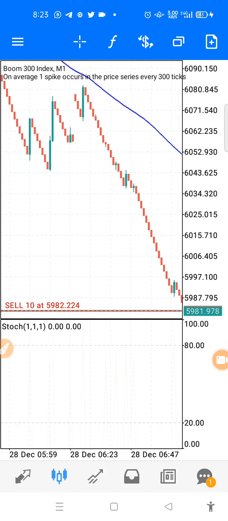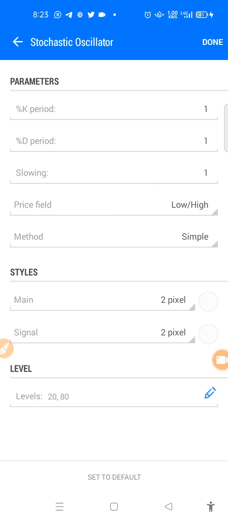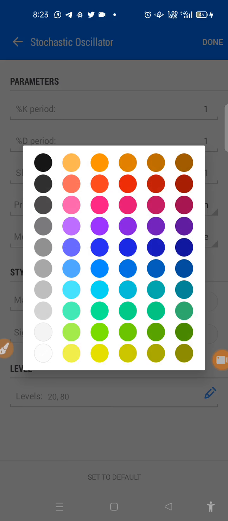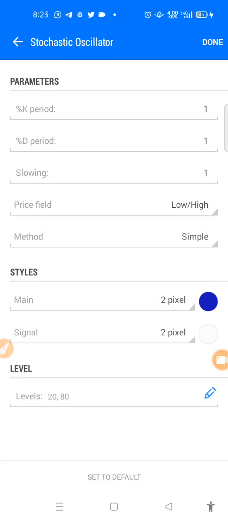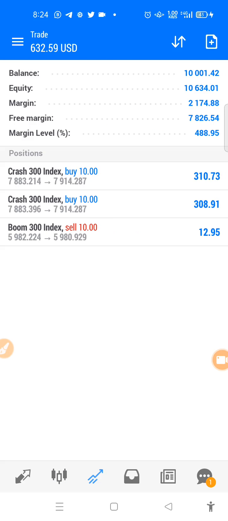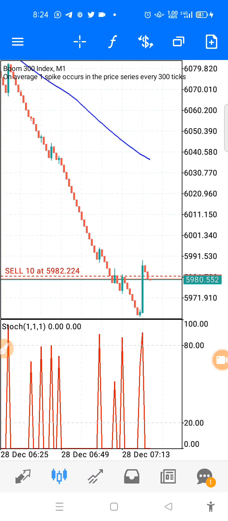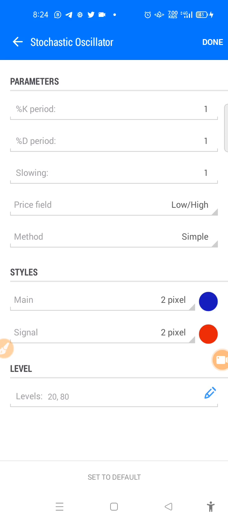what else? Okay, we've done the stochastic. Then let's add, oh sorry, I did not, the main and the signal of the stochastic we have to show, so we use it also. So we have it now. Okay, this is the main and the signal of the stochastic. So having said that, with the main and the signal, the next thing that we need to do is to click on done.